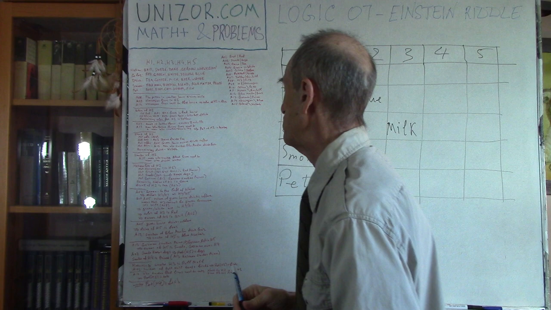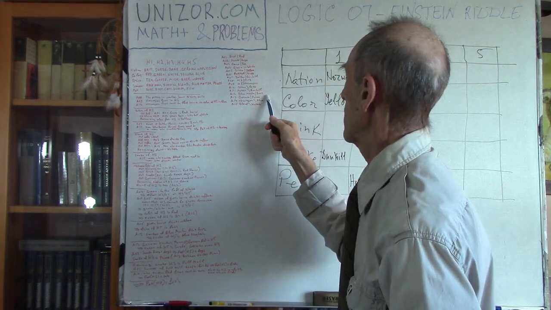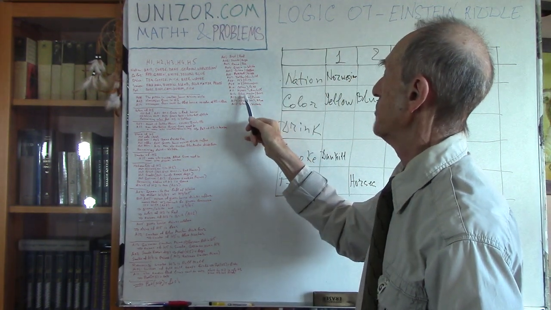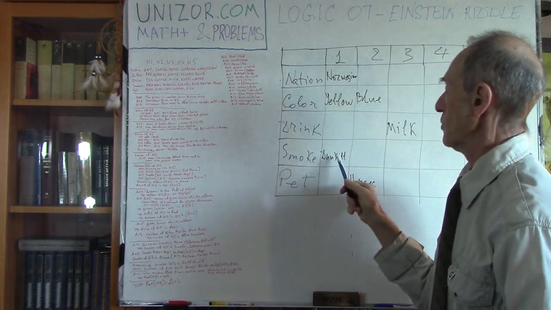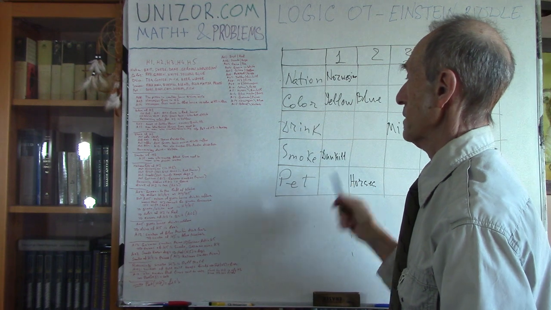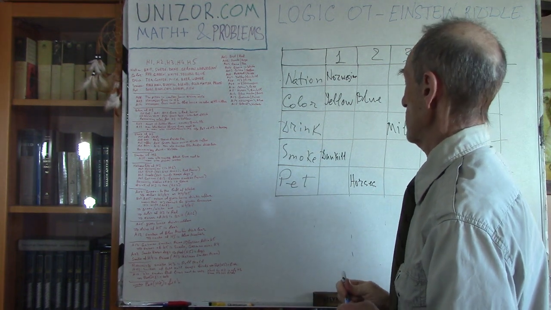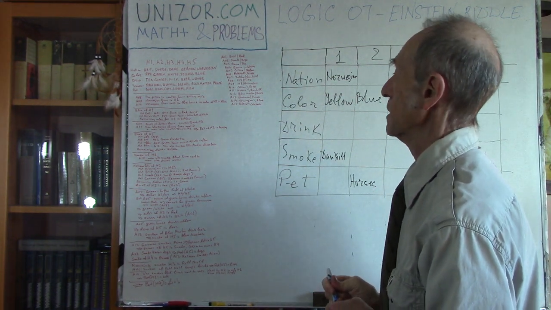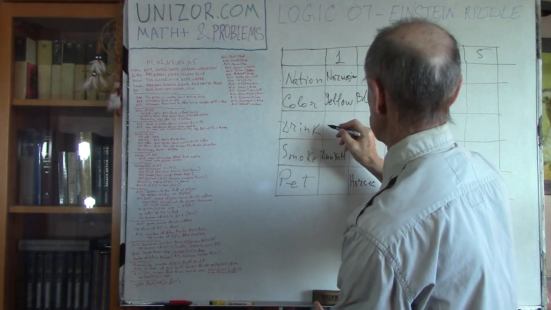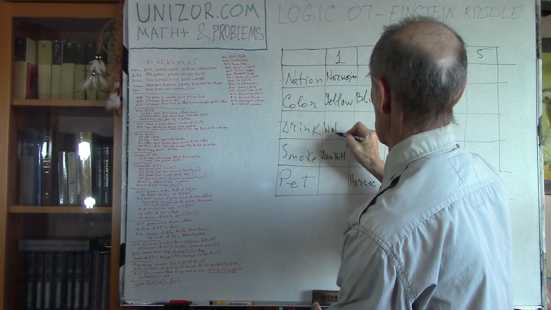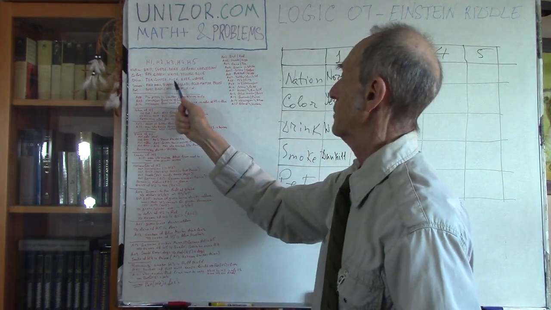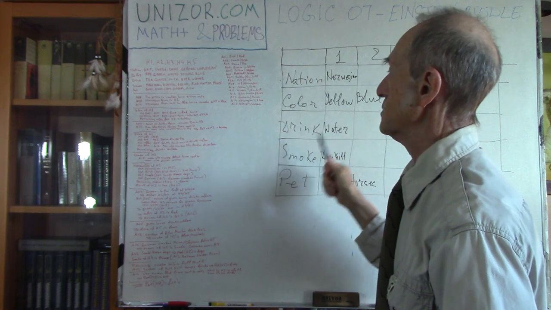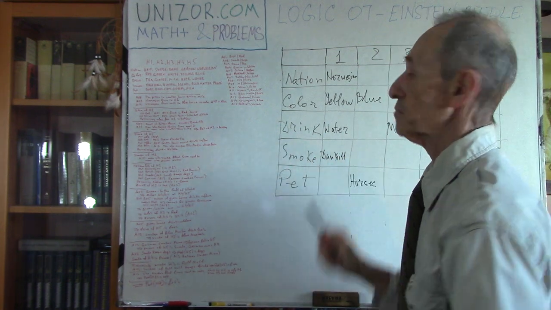it's not beer because of 12. The person who smokes Blue Master drinks beer. So this guy smokes Dunhill, so it's not beer either. So the only thing which remains is water. So these are our drinks: tea, coffee, milk, beer, and water. So it's not tea, not coffee, not milk, not beer, so it must be water.